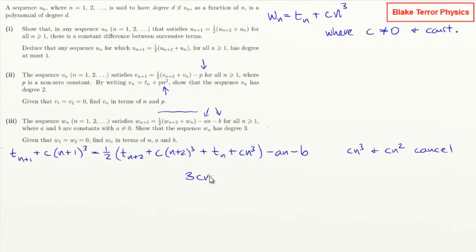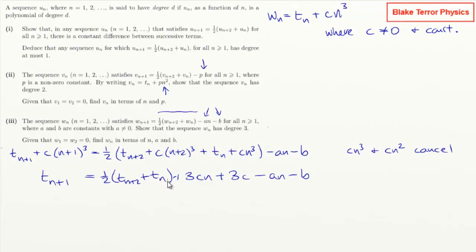So I'm going to have 3 of them kicking around at the end. So 3 c n on that, and then I'm going to have a c on this side. How many c's have I got on the other side? I've got 8 of them, 4 of them. So another 3 there. So plus 3c. Okay. Minus a n minus b. And then I've got this bit as well. I've still got the half t n plus 2 plus t n bit in there. So that's t n plus 1, all of that.